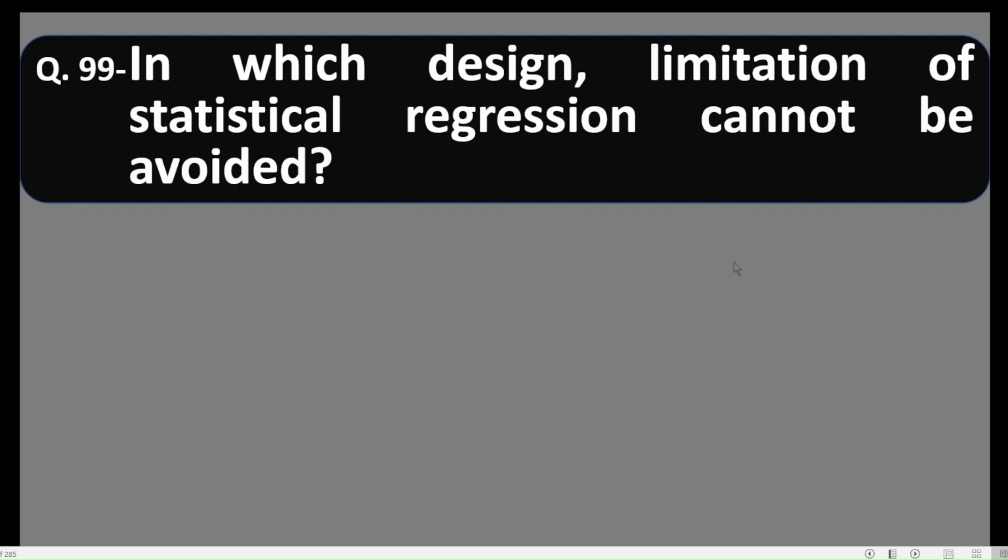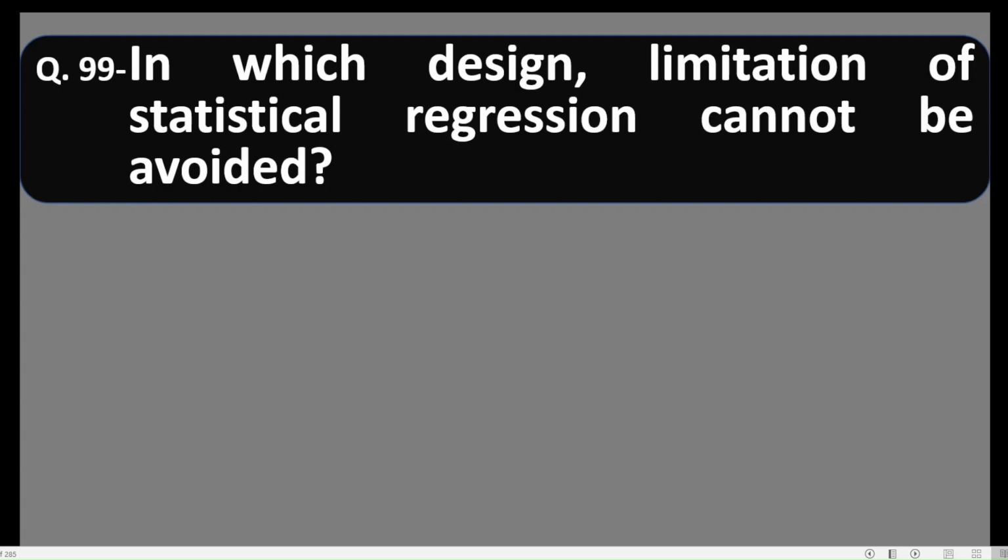Question number 99. In which design limitation of statistical regression cannot be avoided? Friends, statistical regression refers to the change in the performance of the subjects if they are measured twice or more for the same characteristics. If the change is seen in the performance of the same subject, if they are measured twice, then it is called statistical regression, and without any reason this change is found. It happens. It is called statistical regression.